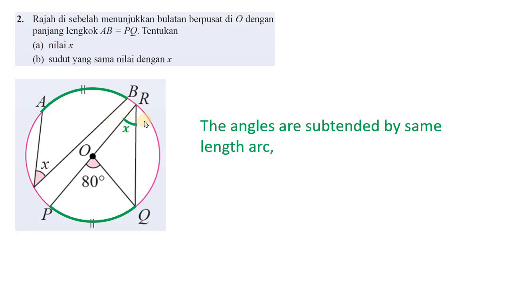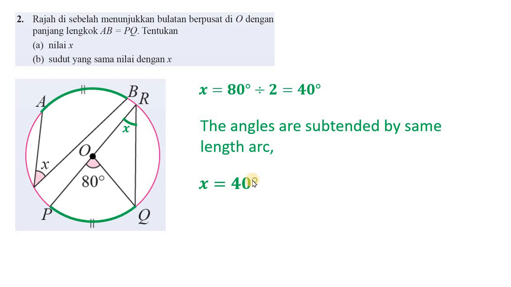The value of x can be found by using the angle on center. We have the concept that the angle on circumference is half of the angle on center. So x will equal to 80 divided by 2 equal to 40 degree. So this is x, 40 degree. So I have the value of x already, that is 40 degree.